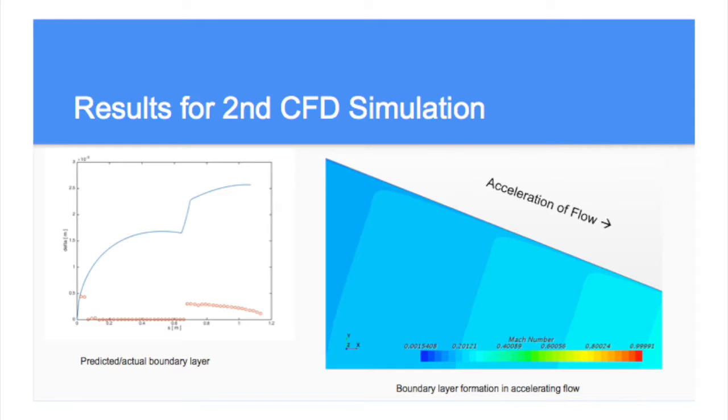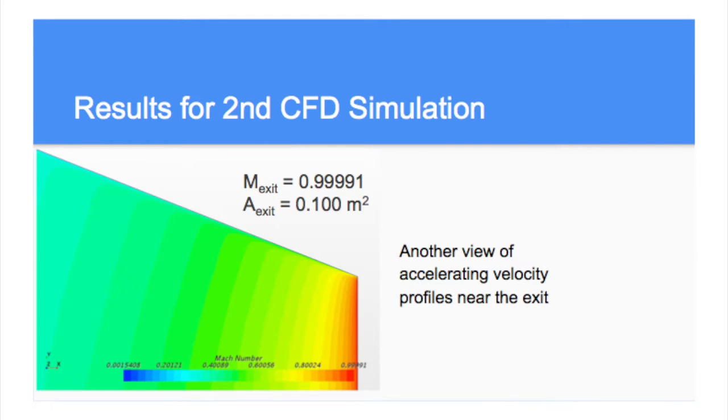Now the magnitude appears to be off by an order of magnitude, with the analytical solution continuing to increase the thickness of the boundary layer while the CFD predicts decreasing boundary layer displacement thickness. We also note in the image on the right the accelerating velocity of the main flow shown by the colored contours. Again in this image we have the accelerating flow near the exit with the boundary layer near the wall.